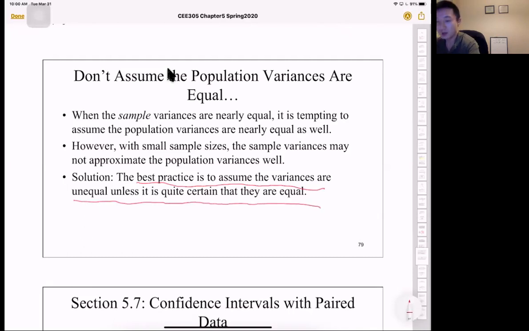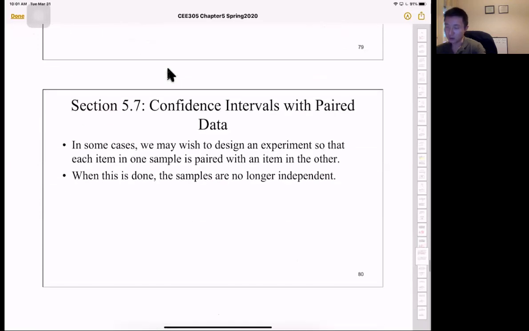So that is section 5.6. Next, section 5.7 is confidence intervals with paired data. So first of all, what is paired data? In some situations, we may want to design experiments so that each item in one sample is paired with another item.